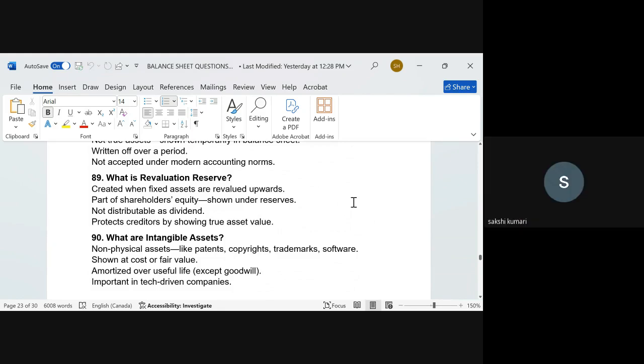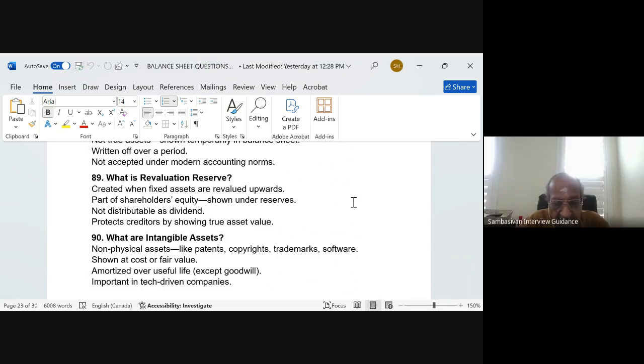What is revaluation reserve? Created when fixed assets are revalued upwards. Part of shareholders' equity shown under reserves. Not distributable as dividend. Protects creditors by showing true asset value.